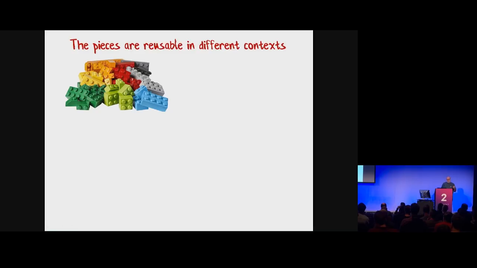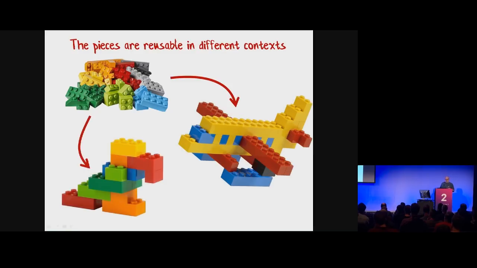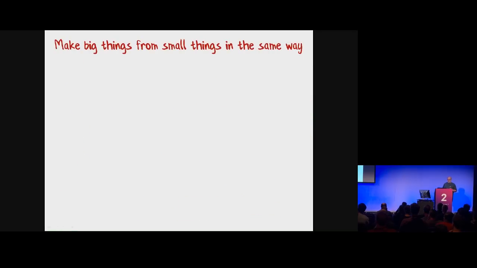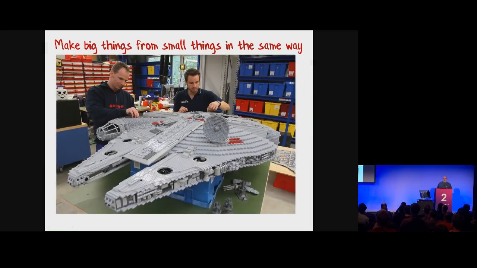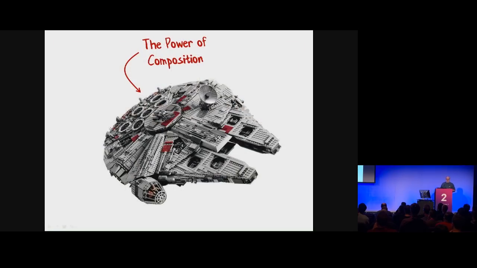And here's the reusability thing, right? You can make something, and then you can disassemble it and make something else. The pieces themselves do not have any strings attached. Literally, they don't have any strings attached. If they had strings attached, the strings would get tangled up. And this is one of the goals of functional programming, that all the functions that you build don't have any strings attached. And because of that, they're reusable. They're not attached to a particular context. You don't have to extract them in order to reuse them. They literally are designed to be reusable from the very beginning. So you can make really big things from small things in Lego. That's what I like to call the power of composition.